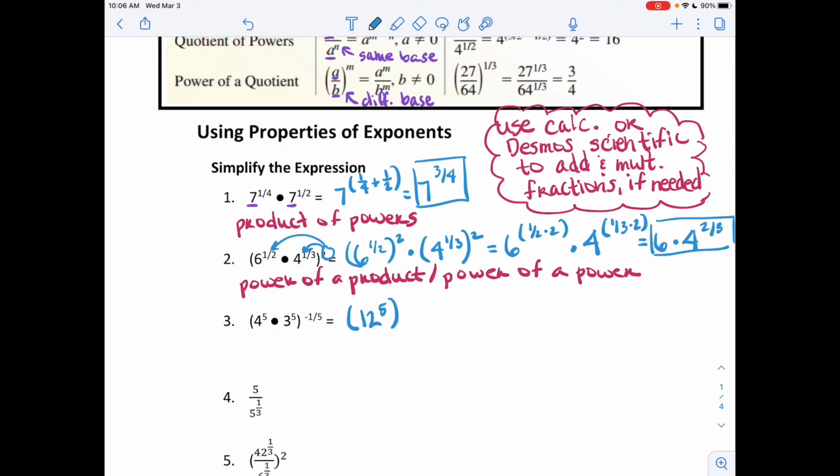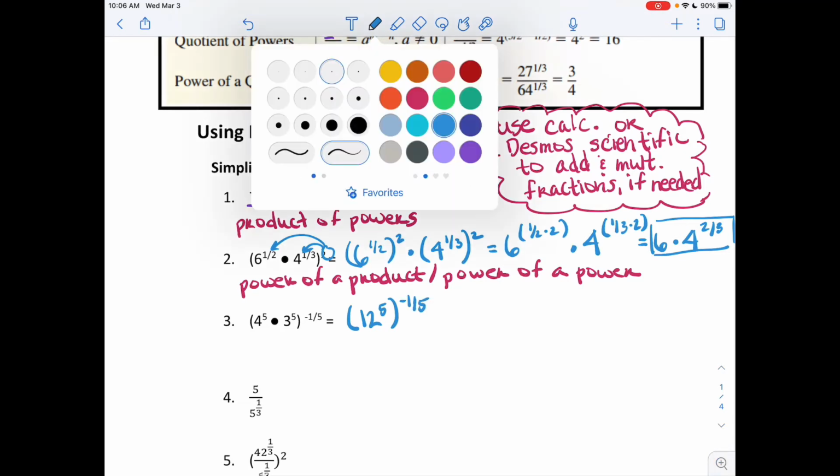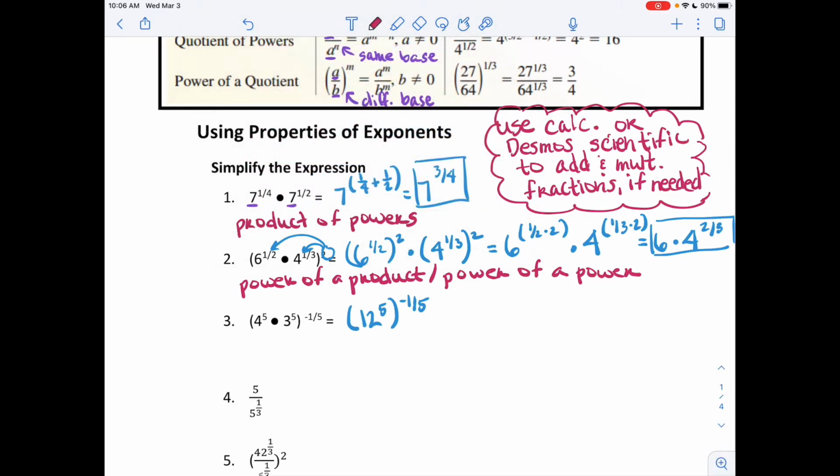Remember, I'm combining my bases because I have the same exponent, but now I still have to deal with this negative 1/5. And so the very first thing I used was power of a product in reverse. And now let's see what we have left.